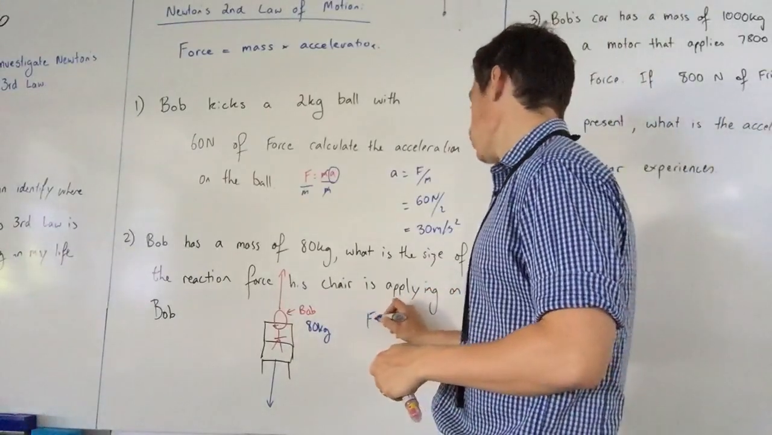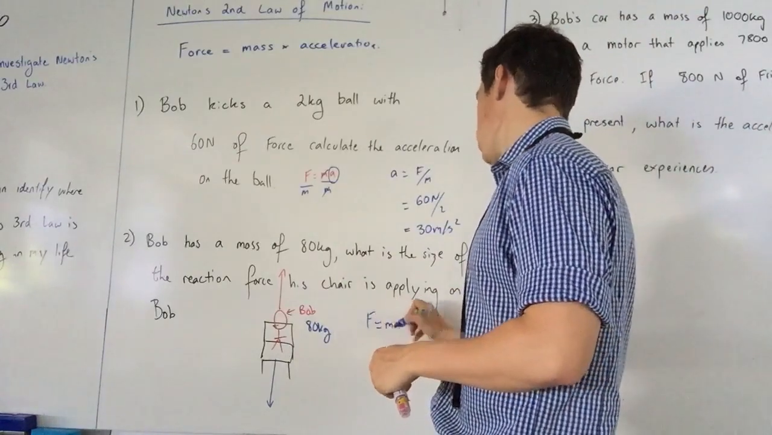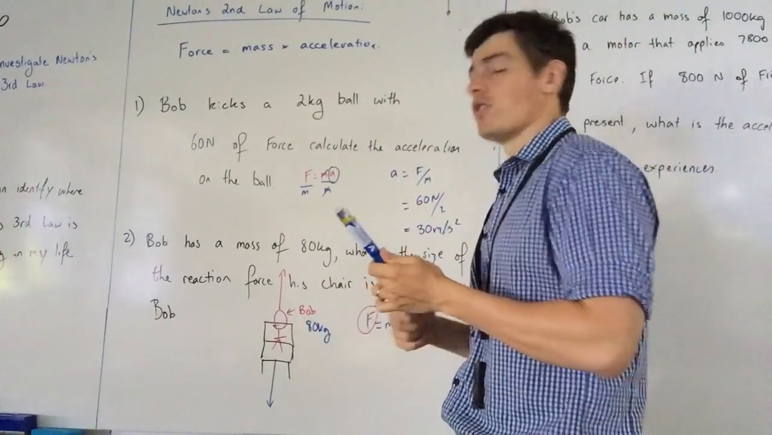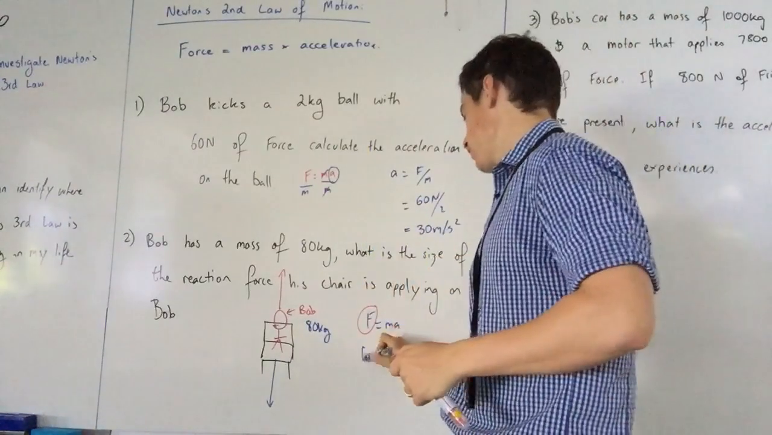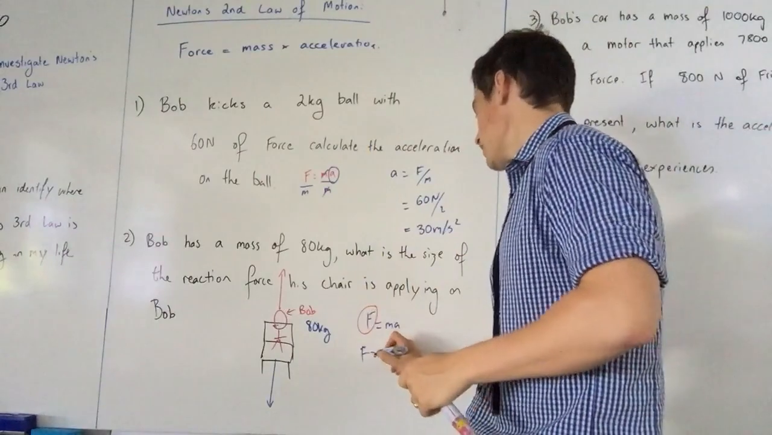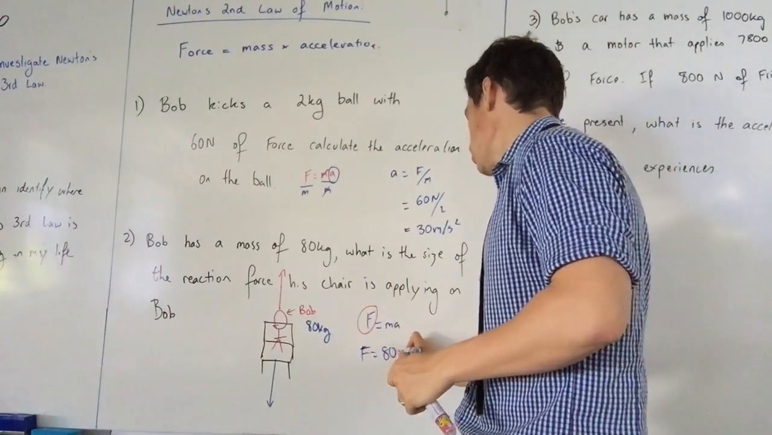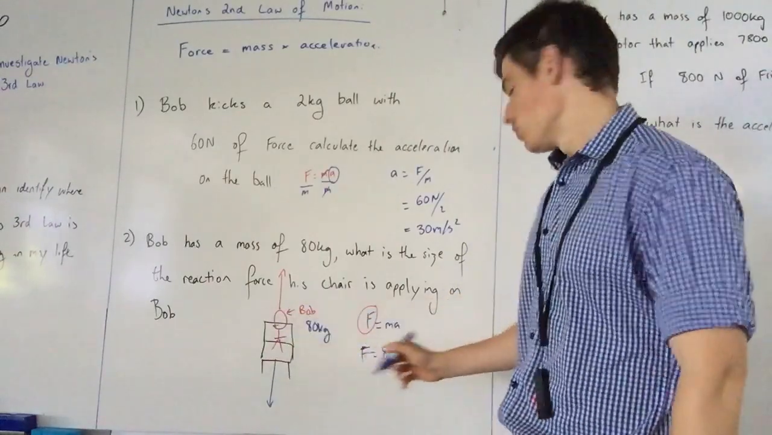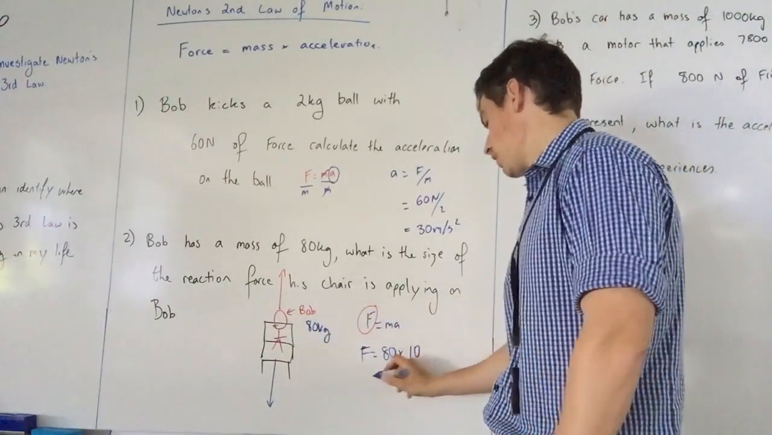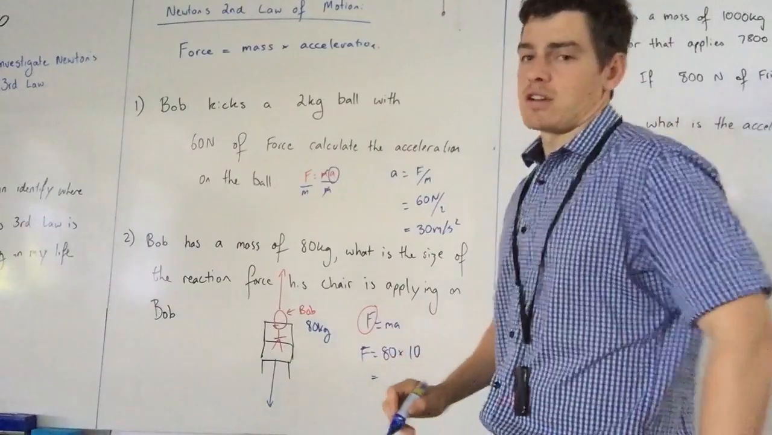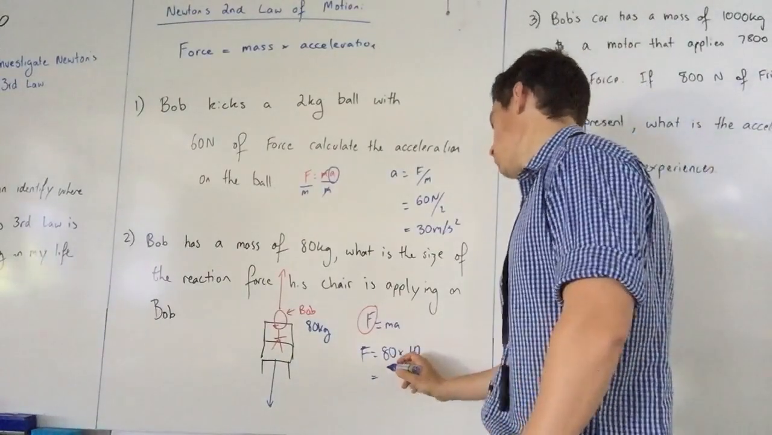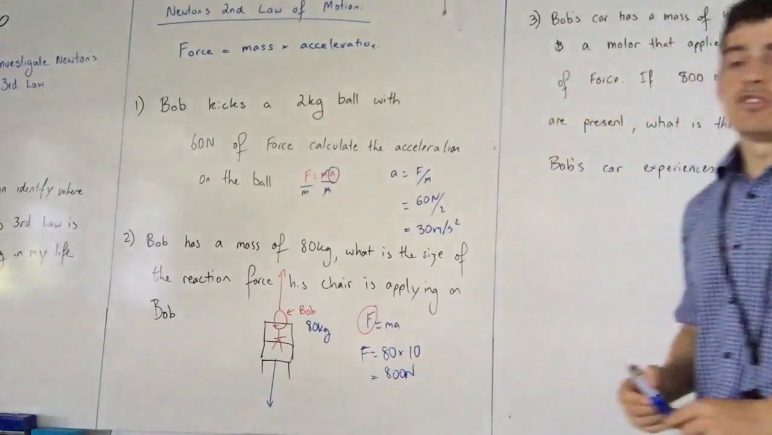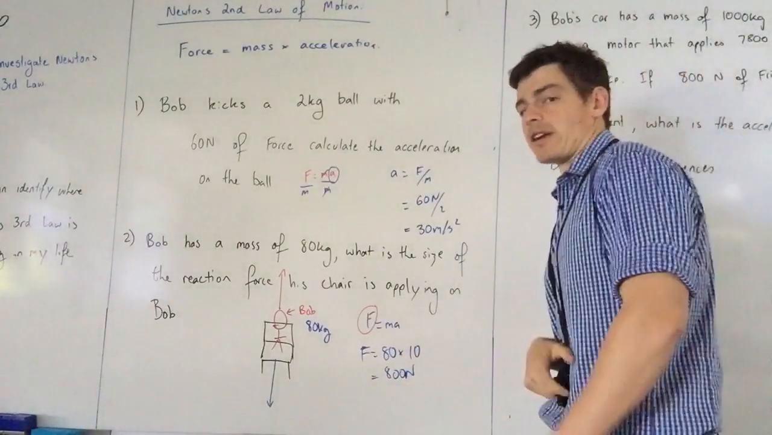So F equals ma. In this situation, we want to know the force, so we've already got it in the position that we want, by itself on the top. F equals Bob's mass, equals 80, times the acceleration. I'm just going to approximate that Bob's on planet Earth because he hasn't got his spacesuit on. So I'm going to use 10 meters per second squared because I'm lazy and don't want to use 9.8, which gives me 800 newtons. So there is 800 newtons of force applying upwards.